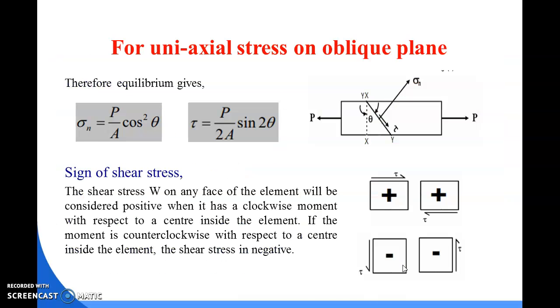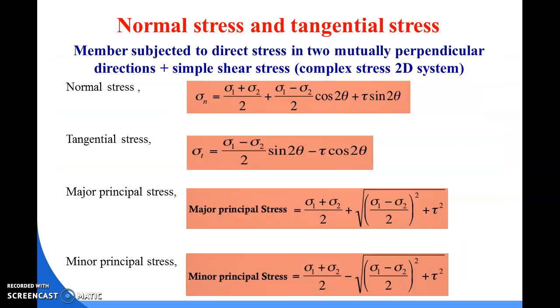So due to this criterion, what is the value of normal stress and tangential stress? See, the normal stress equals (sigma 1 plus sigma 2) divided by 2, plus (sigma 1 minus sigma 2) divided by 2 times cos 2 theta, plus tau sin 2 theta. That means sigma 1 is the stress along the x-axis, and the x-axis is your major axis. Then sigma 2 is your stress along the y-axis, which is known as the minor axis. Theta is the angle between the oblique plane and the major axis, and tau is the shear stress of the object. So you just put in the values and find sigma n.